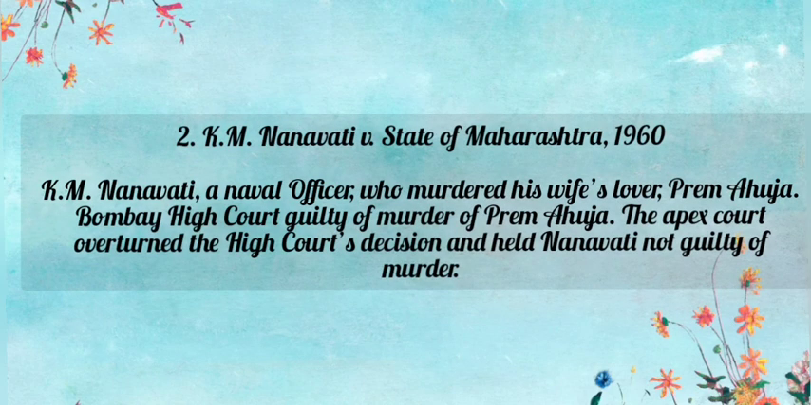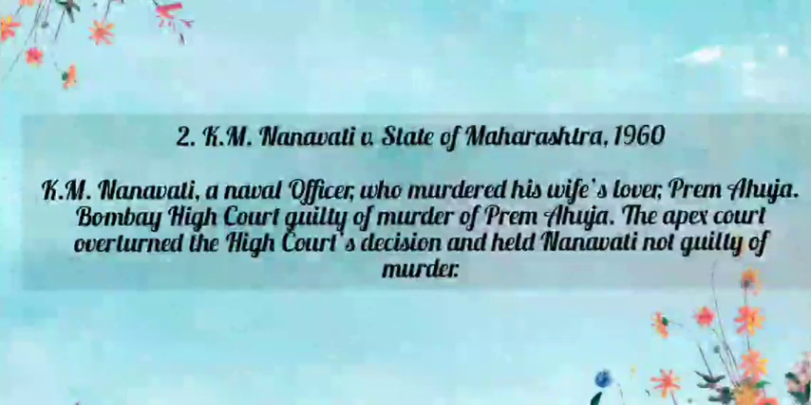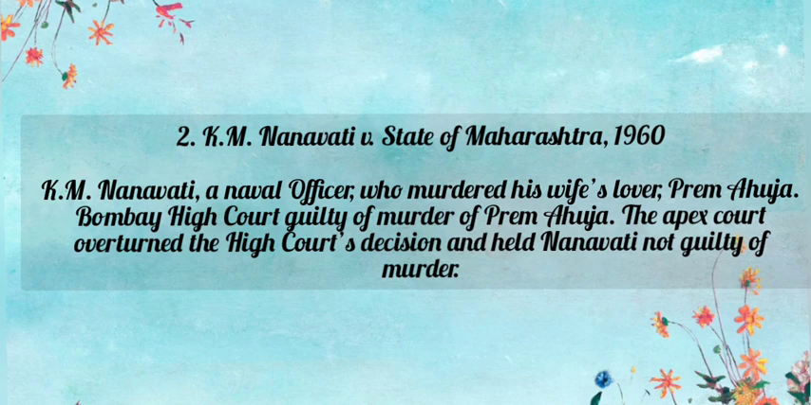K.M. Nanavati v. State of Maharashtra, 1960. K.M. Nanavati, a naval officer, murdered his wife's lover, Prem Mahuja. The Bombay High Court found him guilty of the murder of Prem Mahuja. The Apex Court overturned the High Court's decision and held Nanavati not guilty of murder.